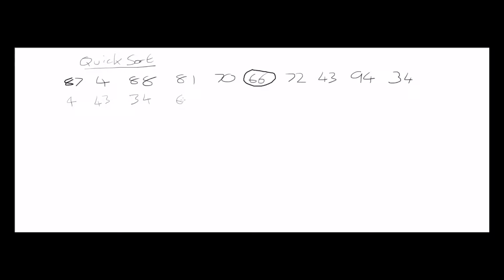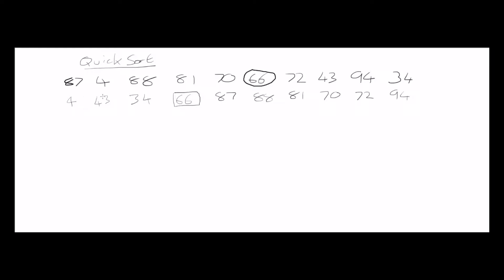So then my 66 comes up here. And then to indicate that it's been already used as a pivot, I'm going to put a square box around it and put a circle there. And then I write all of my other numbers that weren't used here out in the list on the right hand side. So 87, 88, 81, 70, 72, and 94.